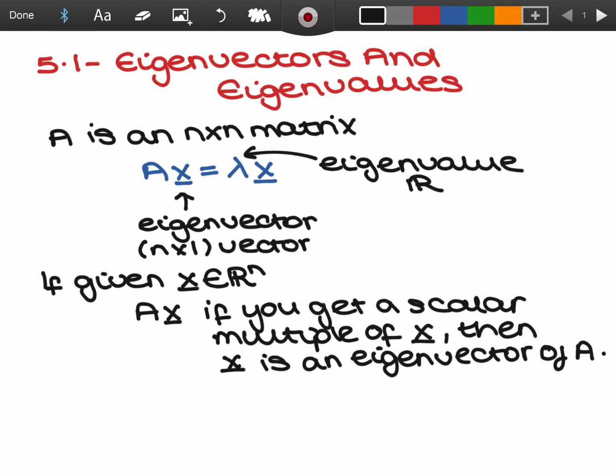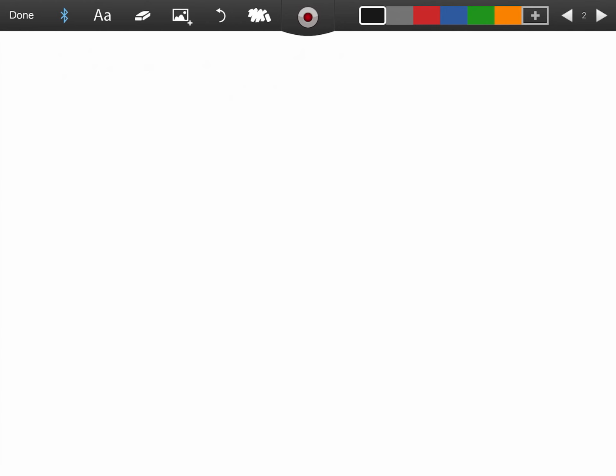So let's say you had a matrix and you wanted to check if 1, 1 was an eigenvector for it. If you got a vector back that was, let's say, 3, 3, well, 3, 3 is just 3 times 1, 1. So it is a scalar multiple of the vector that you started with, so you know that it must be an eigenvector. If you want to check if lambda is an eigenvalue of A, this is slightly more complicated.